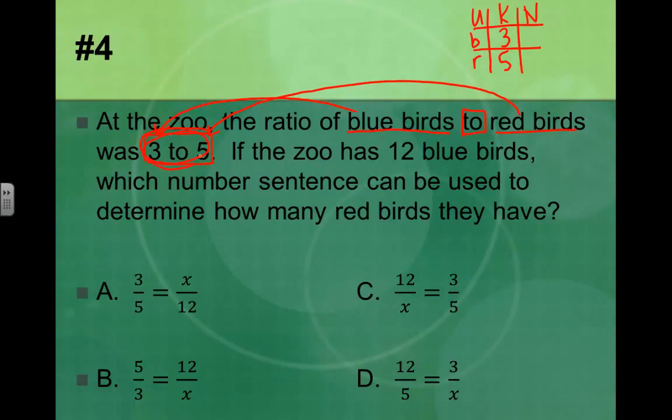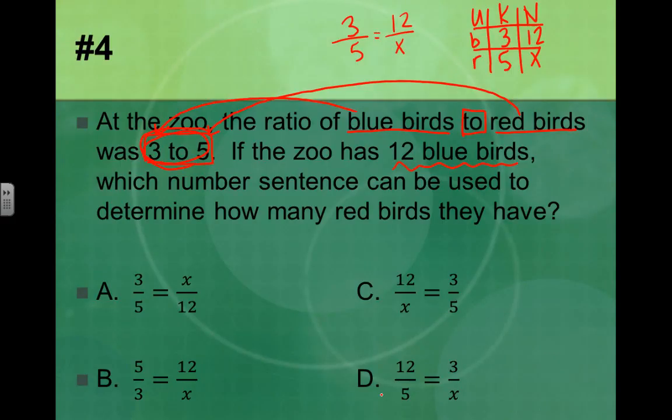We're looking at trying to find how many redbirds there are when there are 12 bluebirds. So I'm going to put the 12 in my bluebirds row, and my variable that I'm looking for is my R for the number of redbirds. So my proportion looks like this: 3 over 5 equals 12 over x. Now, I like this one because if you look at each answer choice, we don't have an answer choice that matches it. 3 over 5 equals x over 12 is really close, but it's not a real match. Ours should be 12 over x.